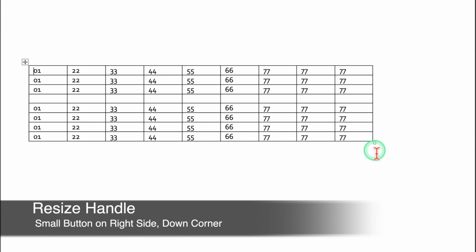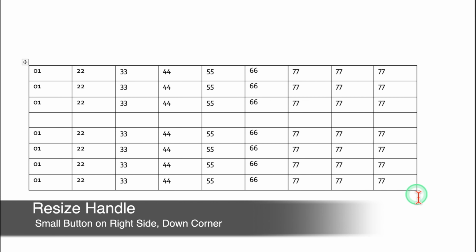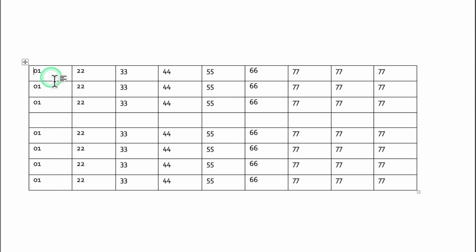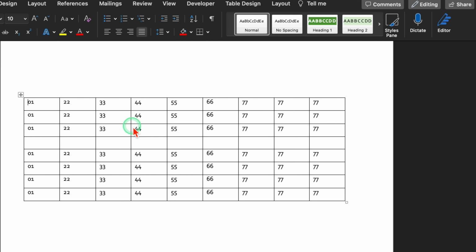On the right-hand side at the bottom, we see another small button. This is the resize handle. We can resize our table from here. Our text is very small, but our cells are very big, so we want to adjust the numbers as per the cell.